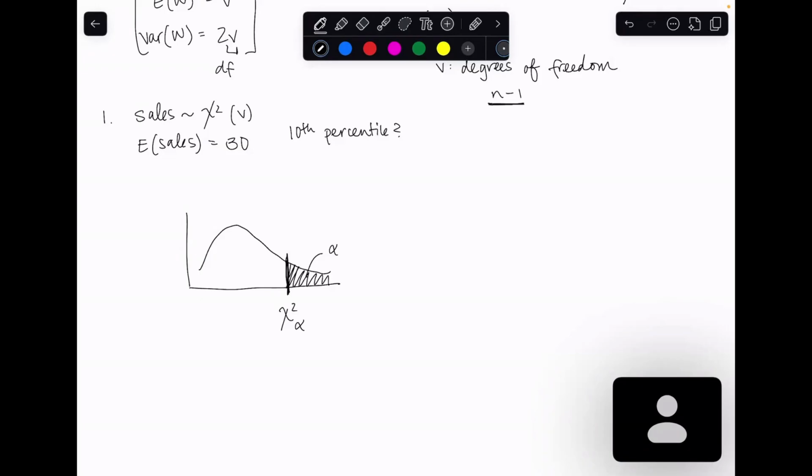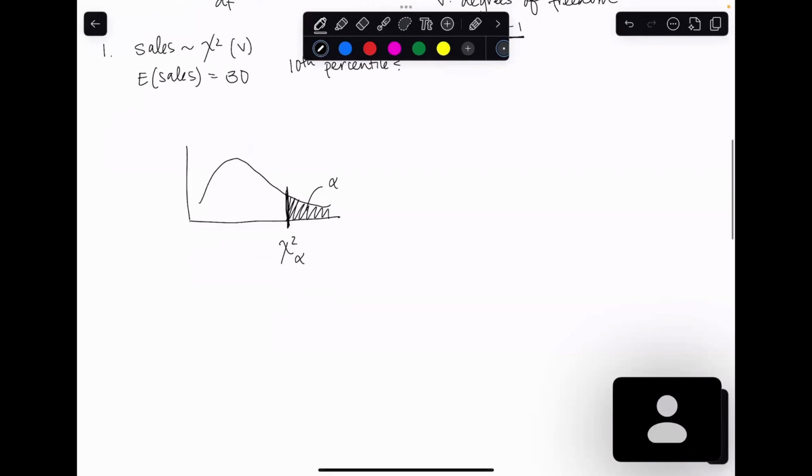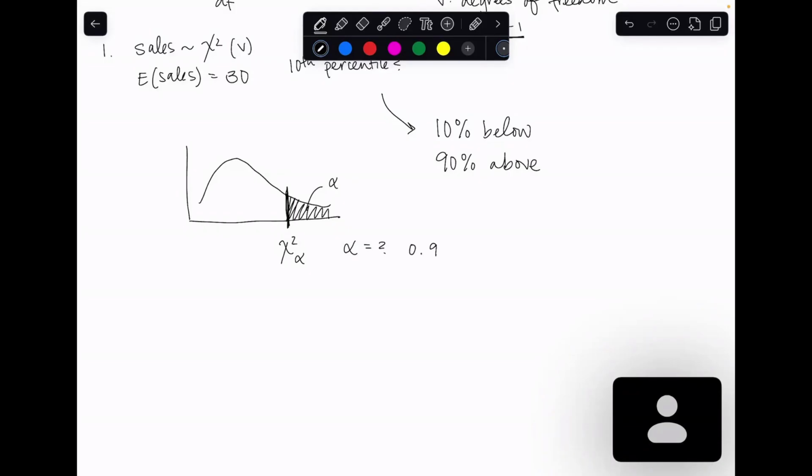If I want to find the 10th percentile, what is the definition of the 10th percentile? Is it that 90% of the data is above? Exactly. It's 10% below and 90% above. So I would want to find where my alpha is equal to what? Exactly, 0.9. So I'd come here, and my degrees of freedom are what? What's the sample size?